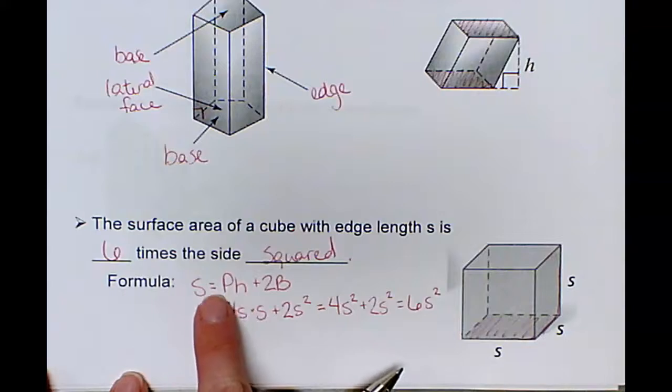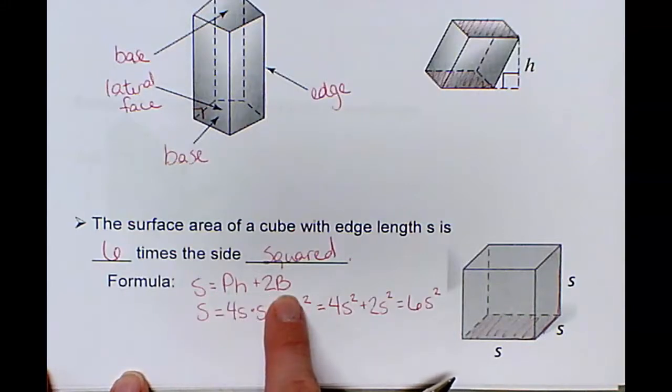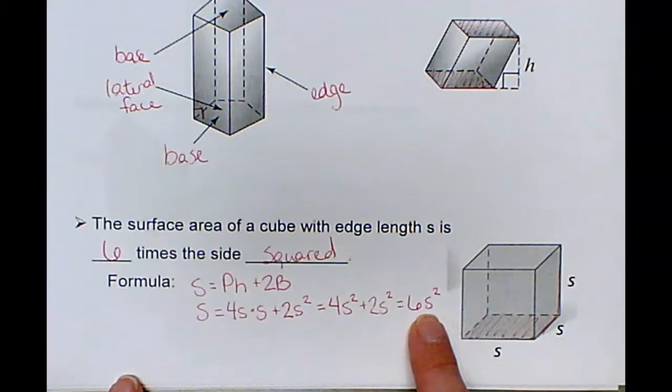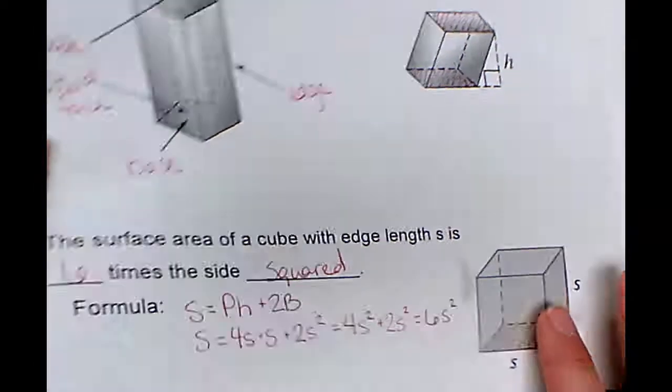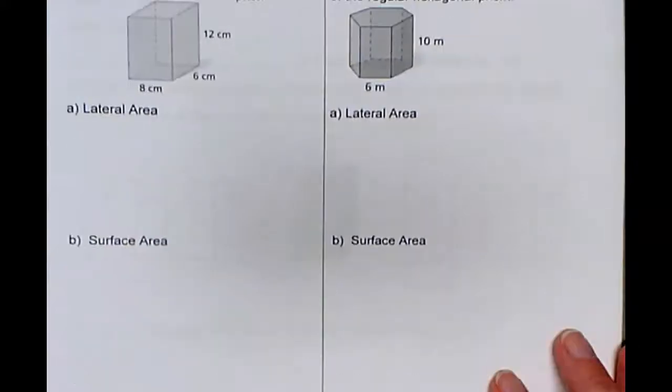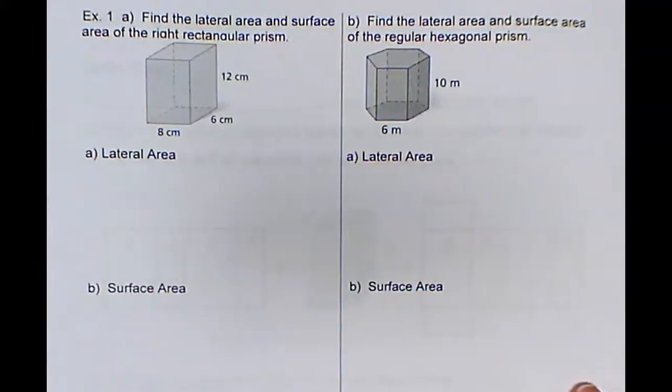So that's the surface area formula for a cube. Now you can use the surface area formula for a prism, but once you input all of the correct values, you're going to end up with this formula all the time. So a cube is a little special. Let's go on to our last page of the notes that has our examples.